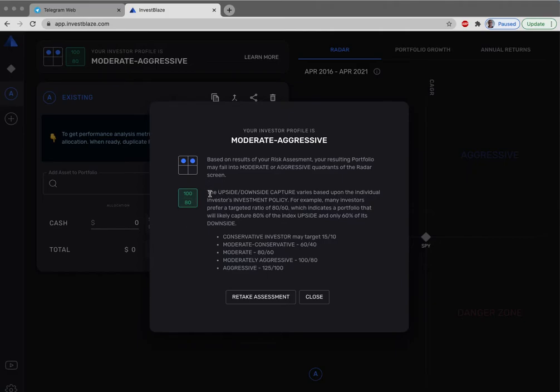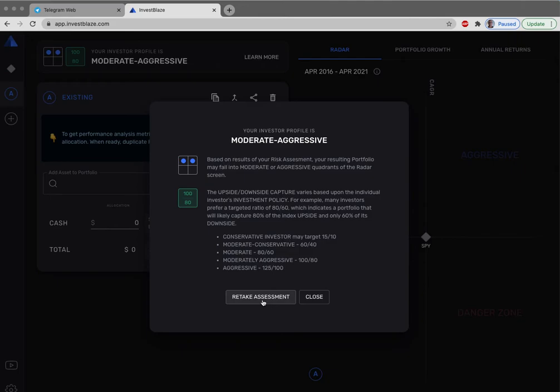In the way I did it here, it's 100 over 80 in the moderate aggressive. This can be 125 over 100, meaning I want to shoot for the moon. I'll take the total volatility of the market as long as I outperform it. So you can see these here and where they are and what those upside downside capture numbers look like. And the other thing is you have the option to retake this assessment, so you can clear it or retake it and see what happens the next time. Because typically the first time you take it, you don't really understand all the questions and the answers. I think they're pretty straightforward, but they can certainly change as you use the tool and understand and make decisions.